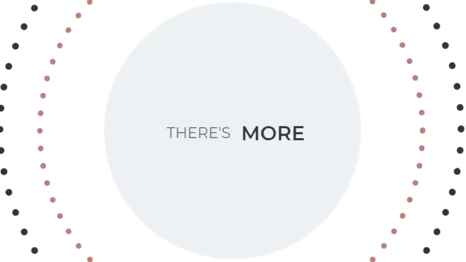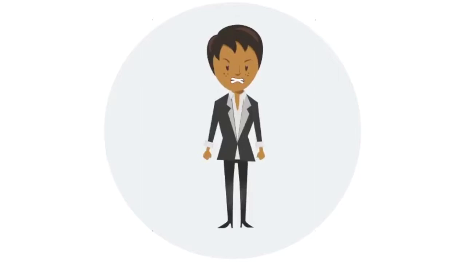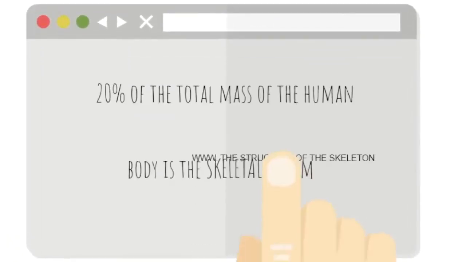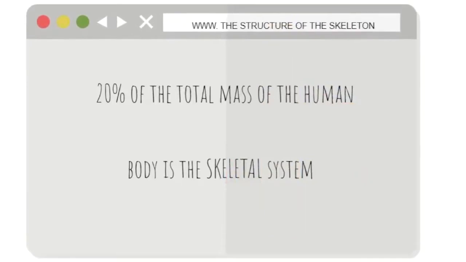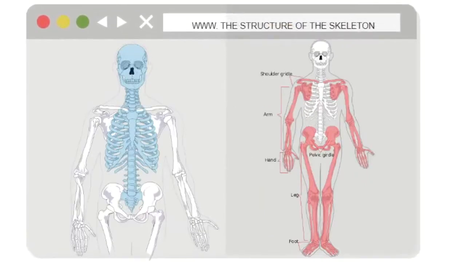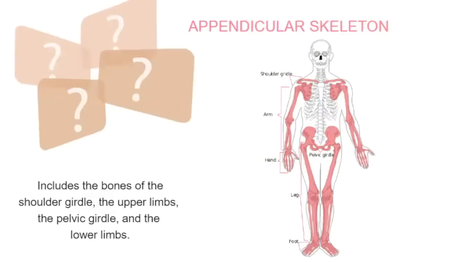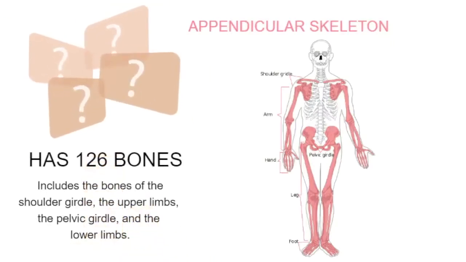There's more! 20% of the total mass of the human body is the skeletal system. First, we'll start with the appendicular skeleton. This skeleton has 126 bones. It includes the bones of the shoulder girdle, the upper limbs, the pelvic girdle, and the lower limbs.